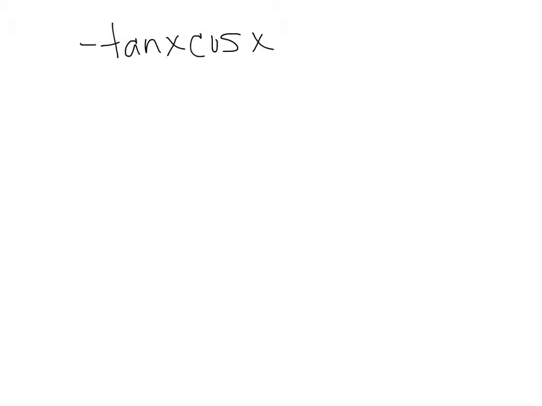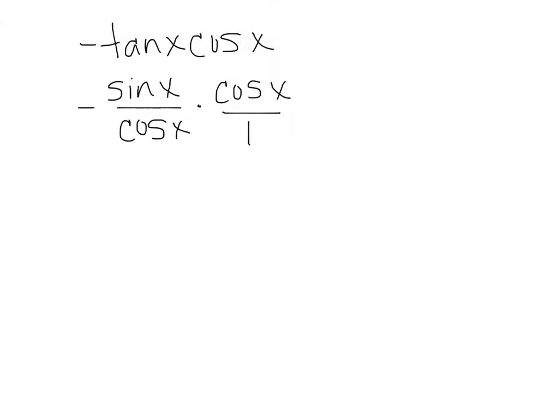So I have negative sine x over cosine x times cosine x over 1, making them both fractions. Now, as you can see, you can cross-cancel the cosine of x, leaving you with negative sine x. You now have taken an expression that contained two trig functions and rewrote it as an expression containing only one trig function. That is how you will simplify an expression.